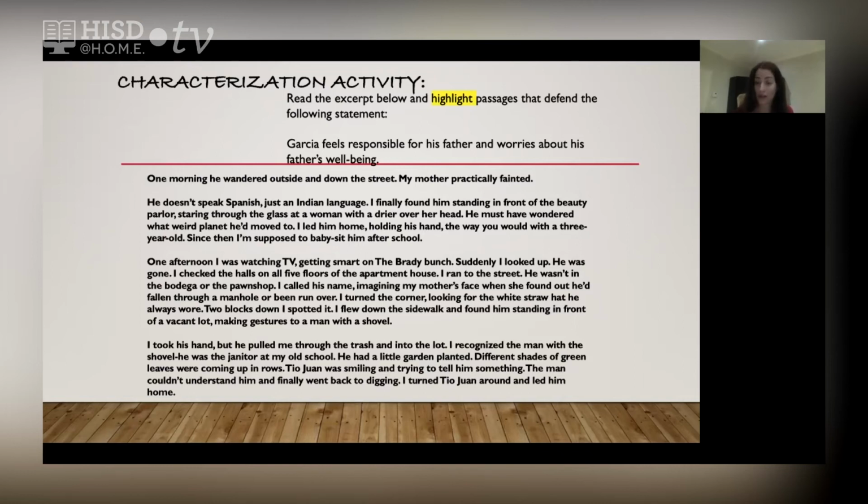So this is his father. I checked. This is Garcia's father. Garcia, my father, was gone.